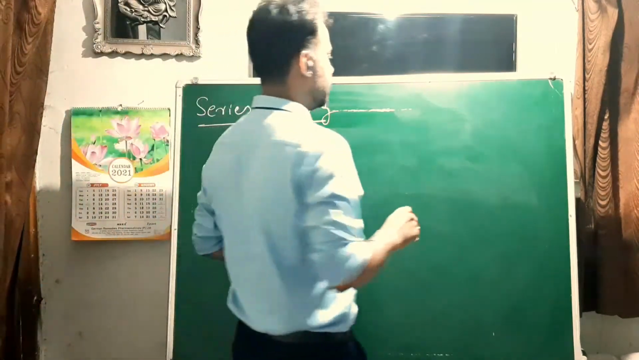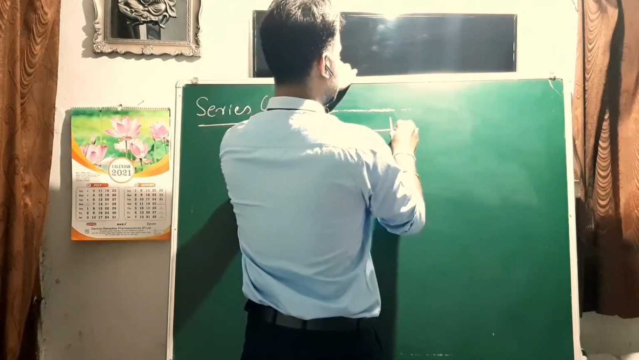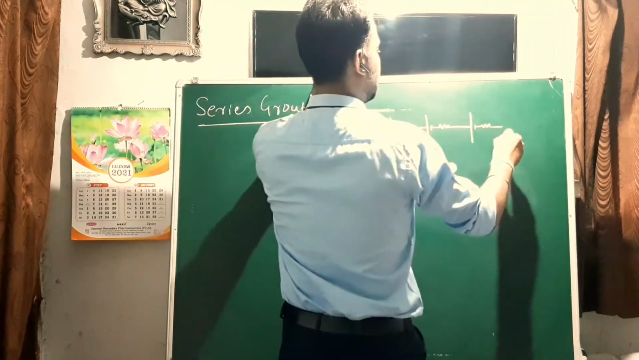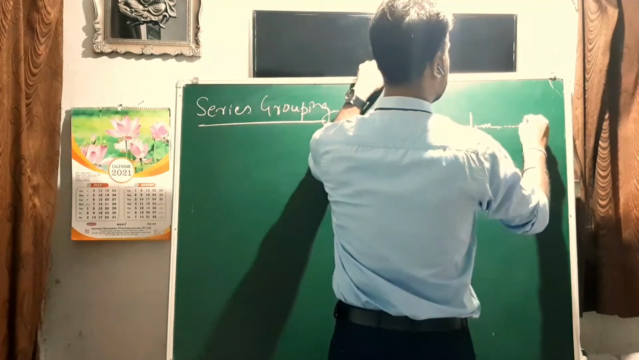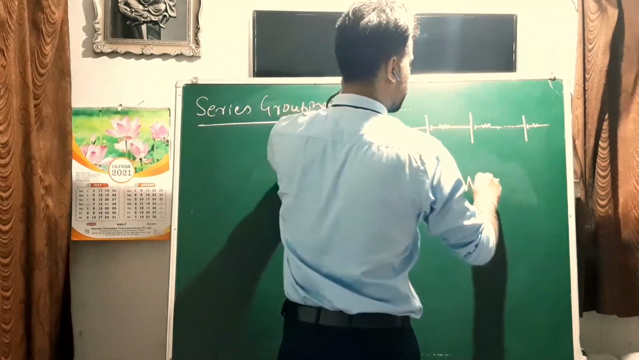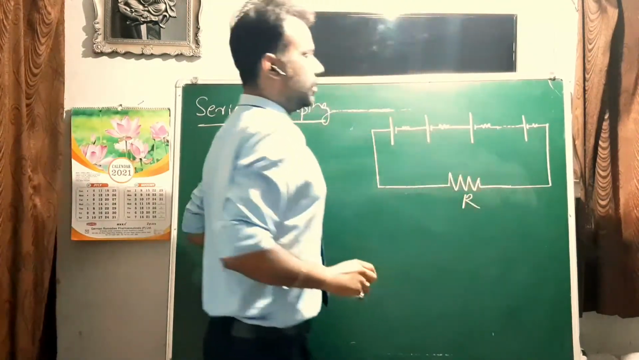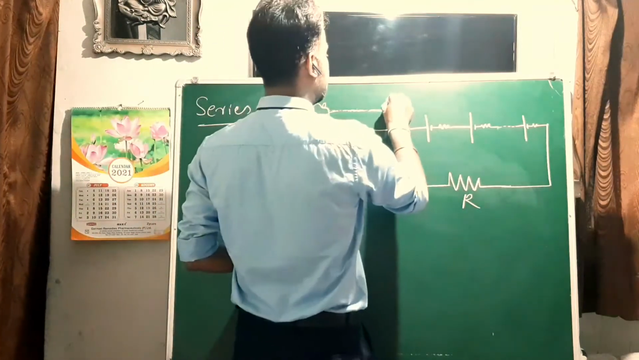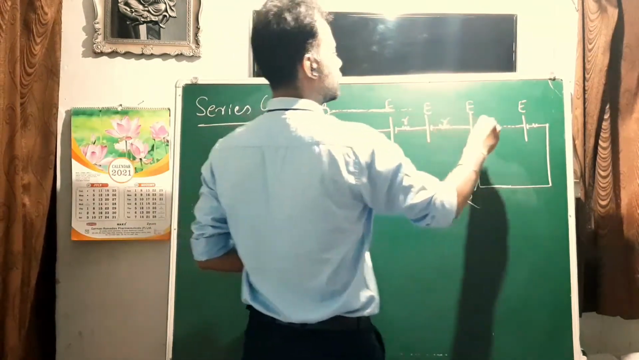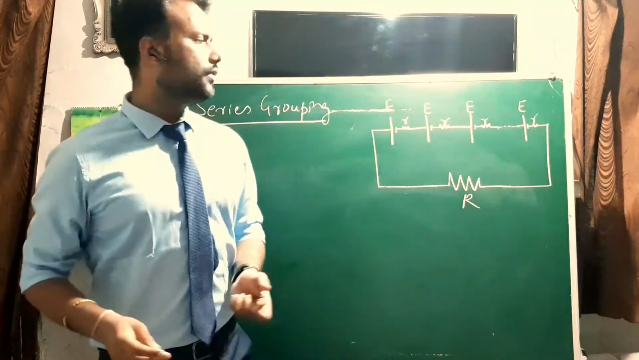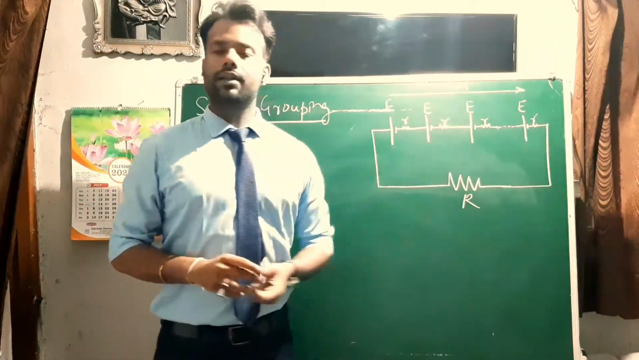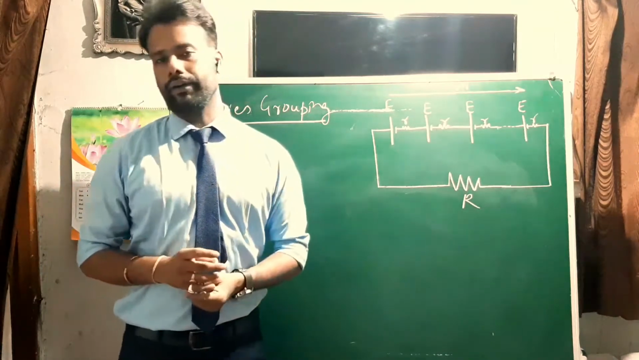Let's see the electrical circuit first. We have cells and their internal resistance R, and it is connected across an external resistance R. For the ease of calculation, we have taken the EMF of each cell as E, and the internal resistance is also the same, that is R. Or we can say that we have connected n number of identical cells in series configuration across the resistance R, right?